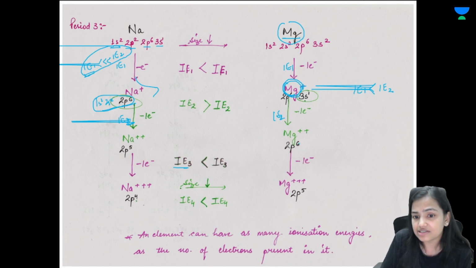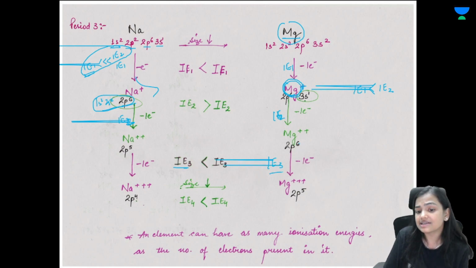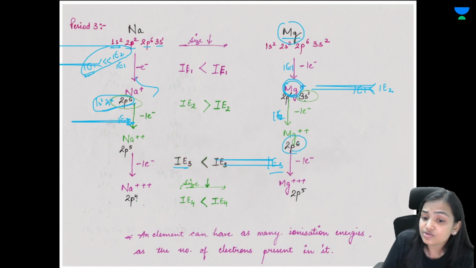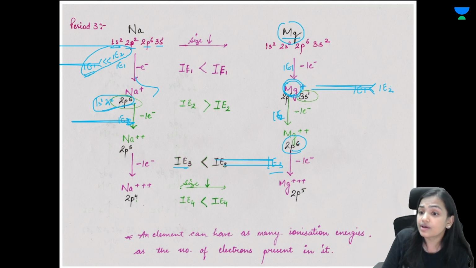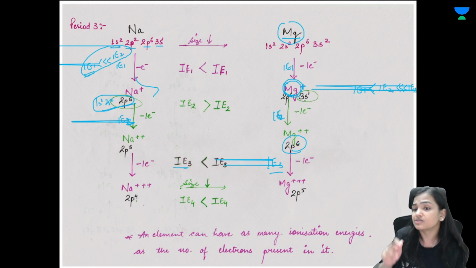That is the ionization energy 2 we are talking about. But since you will be removing one more electron, that is ionization energy 3, now you are removing an electron from the 2p6 configuration, which is extremely stable, extremely inert. So here you will get a big jump in the case of ionization energy 3.